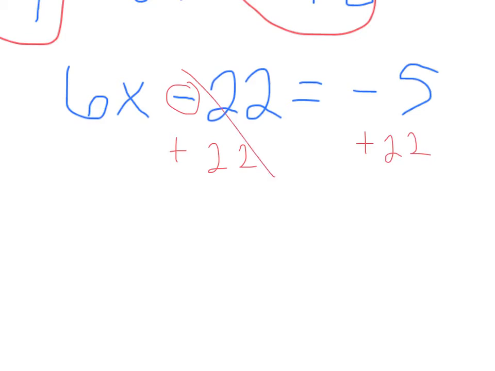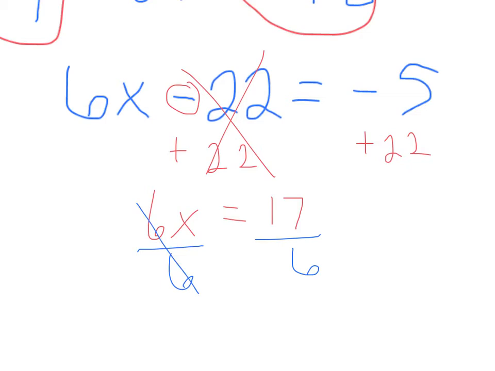Those 22's go away, and you now have 6x equals, and then negative 5 plus 22 into your calculator would, of course, give you 17. And then your last step, undo multiplication with division. Those 6's cancel, and you get your final solution of 17 sixths. Okay, so remember, sometimes you're going to get fraction answers. That's okay, not a problem at all.